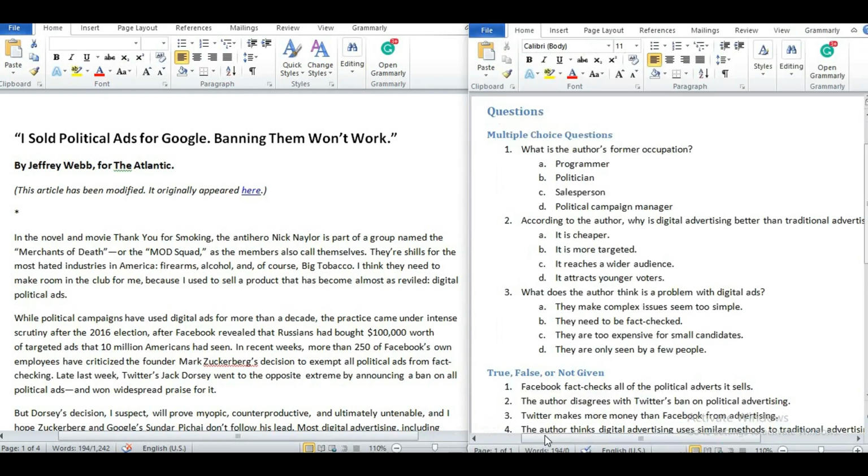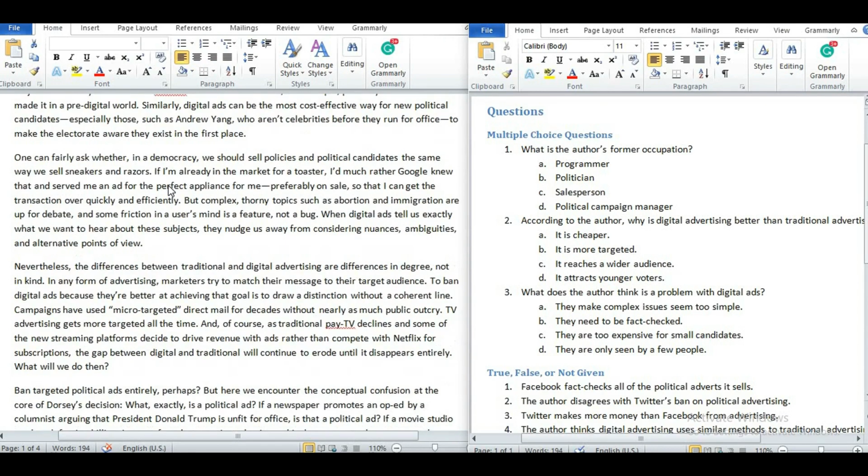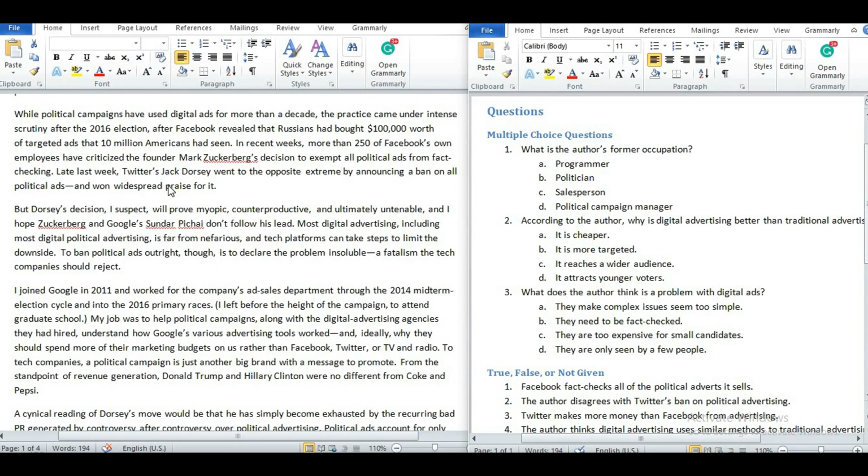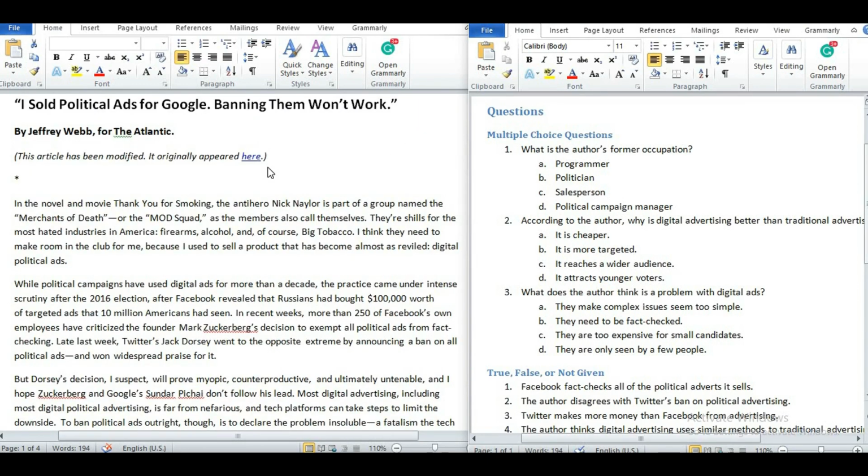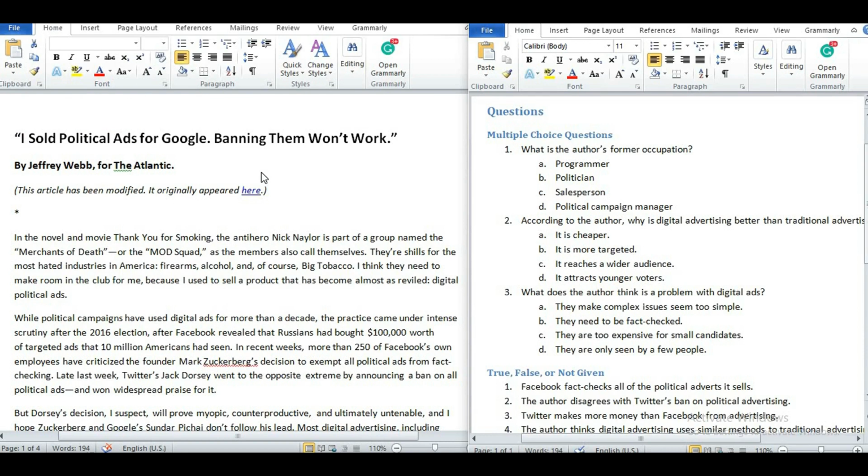So we're going to look at this article here. I'm going to put it on the left of my screen, and we're going to scroll through it together, and then we're going to look at the questions on the right of the screen. So there are different ways that we can do this. What I'm going to do now is go through the questions with you and show you where to find the answers and talk about why the answers are correct.